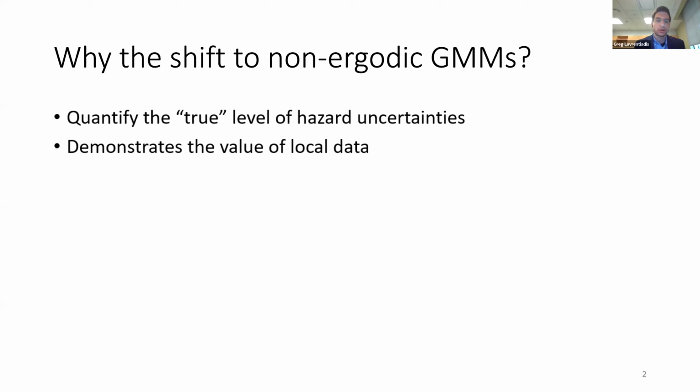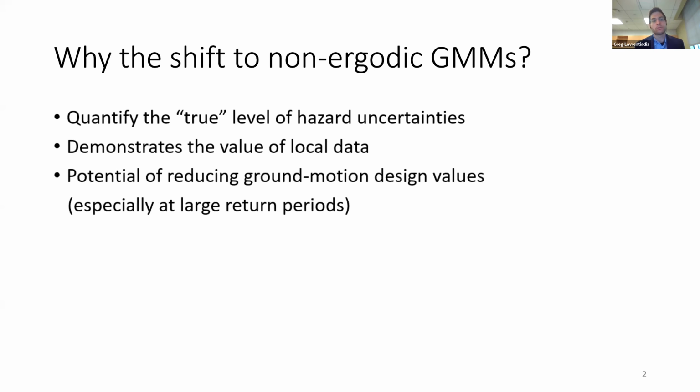And in my opinion, this is where this effort to collect near fault data ties in with non-ergodic ground motion models. It can help us to reduce some of these uncertainties, and in particular, those related to the systematic source effects. And from a practical point of view, non-ergodic ground motion models offer us the potential to reduce the ground motion design values, and in particular at the larger return periods.